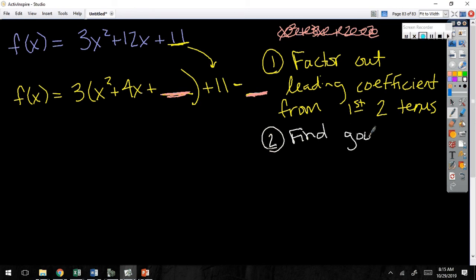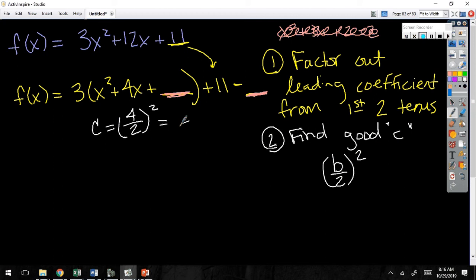Now, I'm going to find a good C. How did we find that good C? Divide B by 2 and square it. That's exactly right. So for this one, my good C is going to be 4 over 2 squared, which is what? 4.